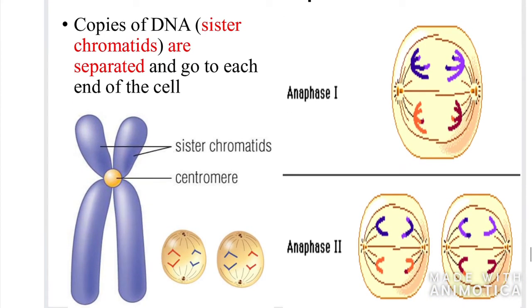Anaphase, the copies of DNA or the sister chromatids are separated. This is when we call them chromosomes again. So in anaphase 1, we had the full X's or the full homologous chromosomes being pulled to the poles. In anaphase 2, we just have the sister chromatids which are being pulled apart. So this middle is a centromere, and this is where the two attach.